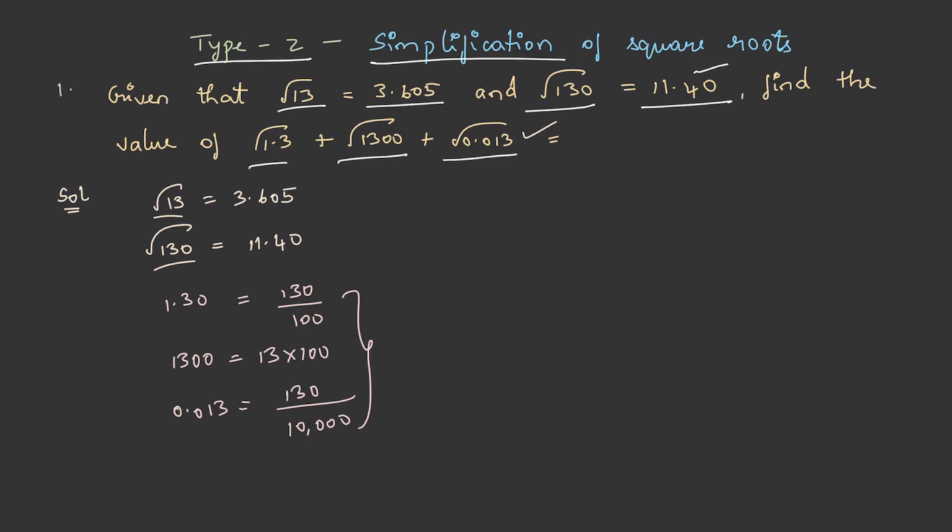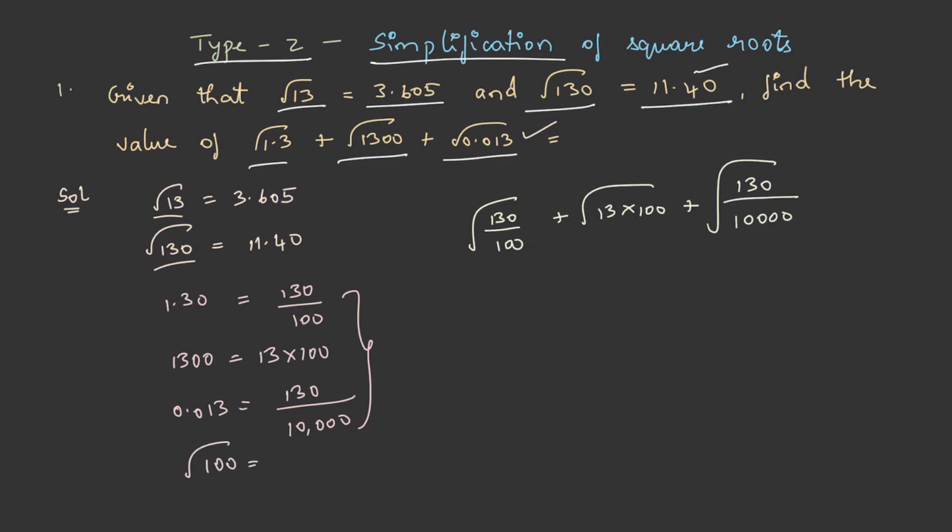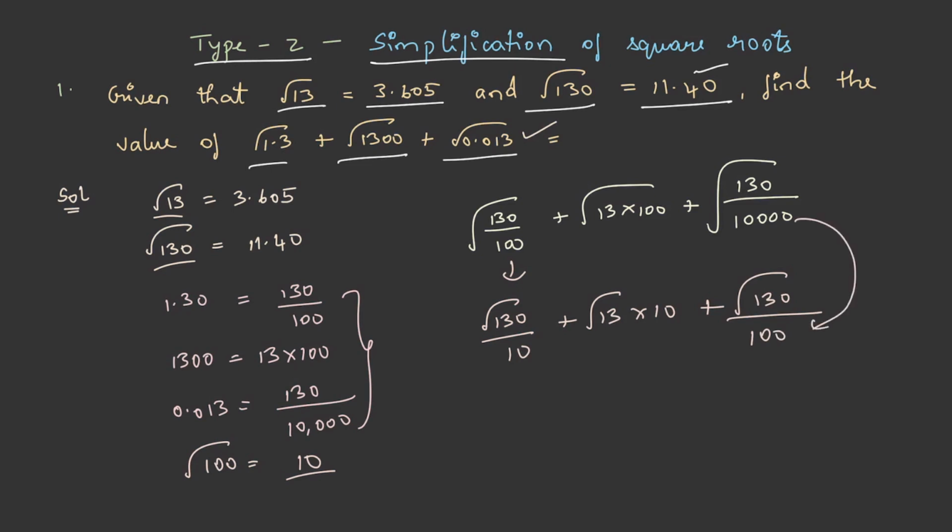By substituting these values, we get square root of 130 by 100 plus square root of 13 into 100 plus square root of 130 by 10,000. From this, square root of 100 is equal to 10. We all know this. So this equation becomes square root of 130 by 10 plus square root of 13 into 10 plus square root of 130 by 100, as the value here is 10,000.